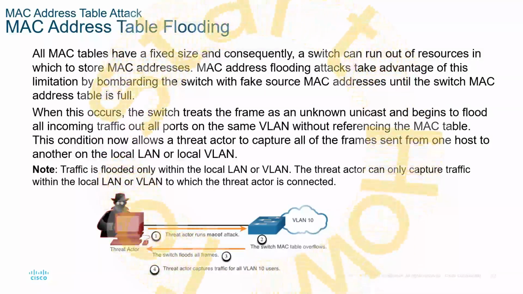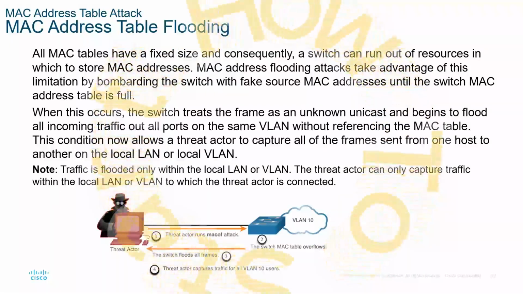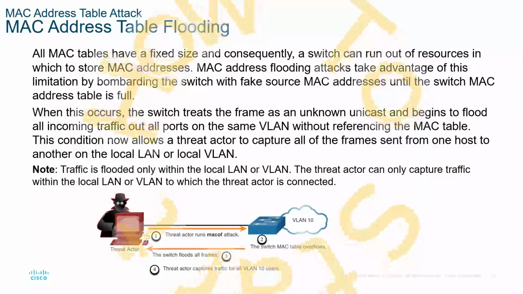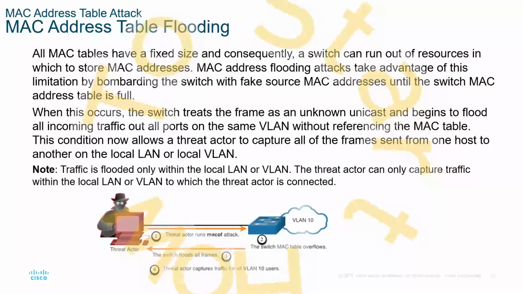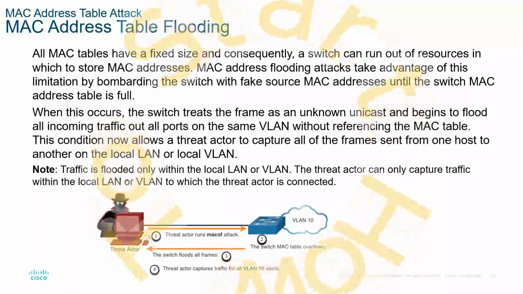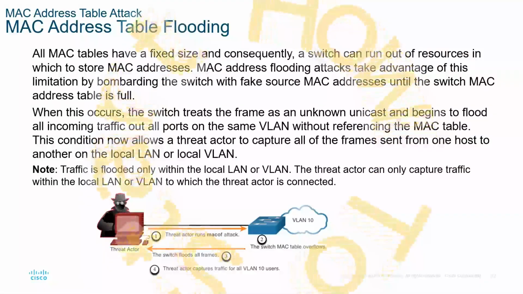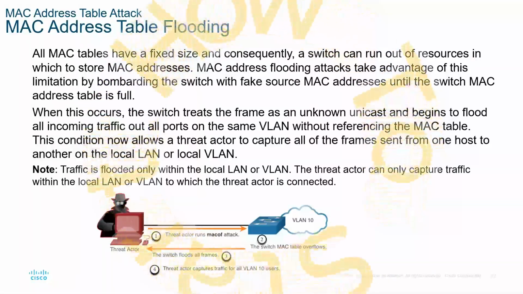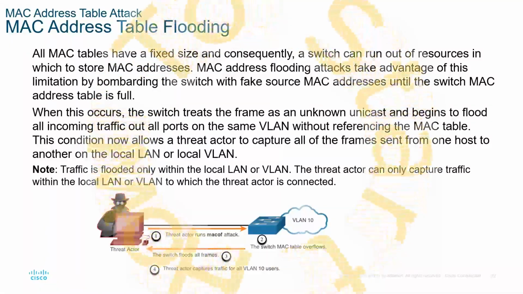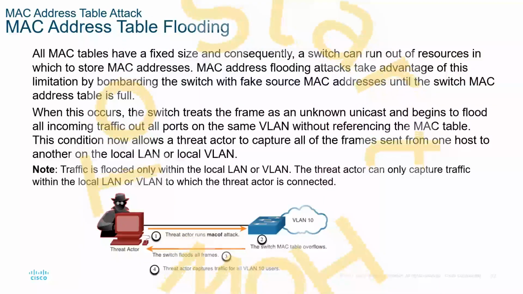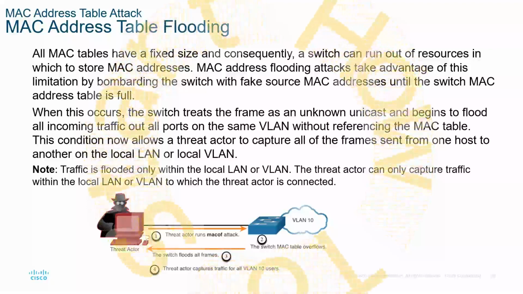The MAC address table will overflow and the switch has no idea what it's doing, so the switch will flood all the frames out all the ports, except for the inbound one. The threat actor will capture traffic for all the VLAN traffic, or all the traffic, and be able to move forward. The traffic is flooded only within the local LAN or the VLAN, so the threat actor can only capture traffic within that local LAN or VLAN. So that's one thing we have to talk about when we're looking at our VLAN and VLAN protection, which I believe is coming up.